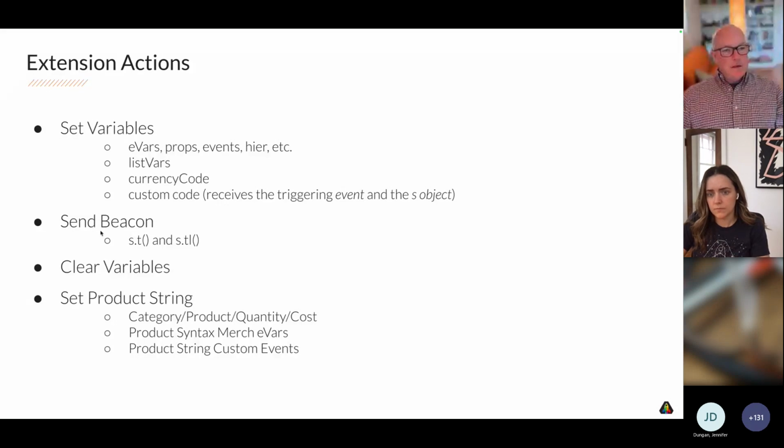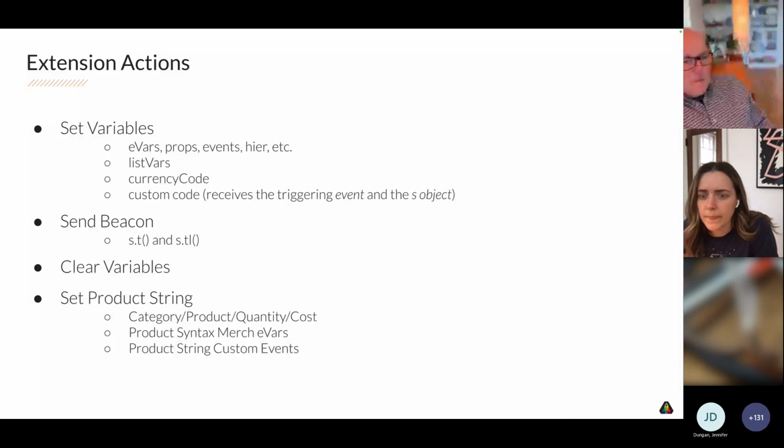Send beacon. So here's the action that actually sends a beacon, and you get to select: do I want it to be a page view beacon, so s.t, or do I want it to be a custom link, exit link, or download link, s.tl? The clear variables action is provided, and no configuration, just as there's no configuration today. So you just put that action in your action sequence, either before you do your work or after you do your work, to kind of tidy things up.